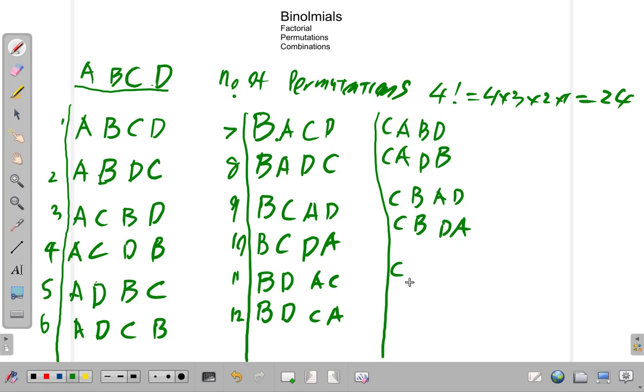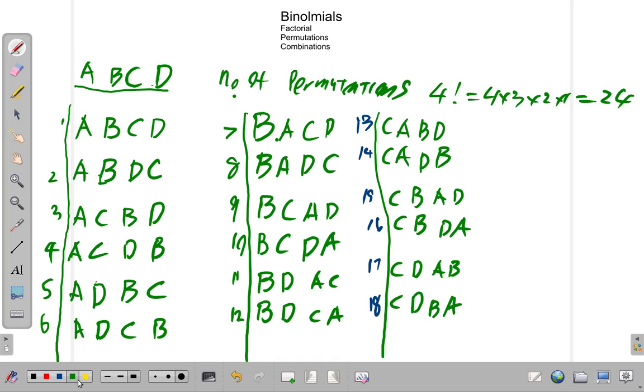We have CA already, CB. We can't do CC because we can't repeat letters, so we use CD. Now, if we do CD, one of the CDs would be CDAB and the other would be CDBA. Is there any other arrangement where we start with C? We had CA, CB, CD. There's no more letter. You don't have an E, so you can't say CE. So we've run out. So here now, the numbers would be 12, this is 13, 14, 15, 16, 17, 18.